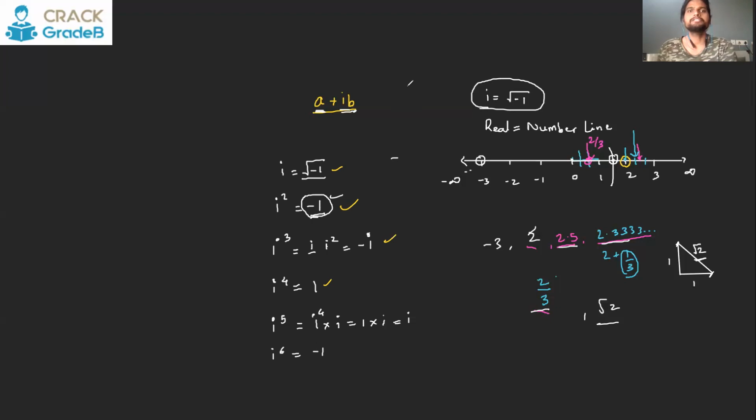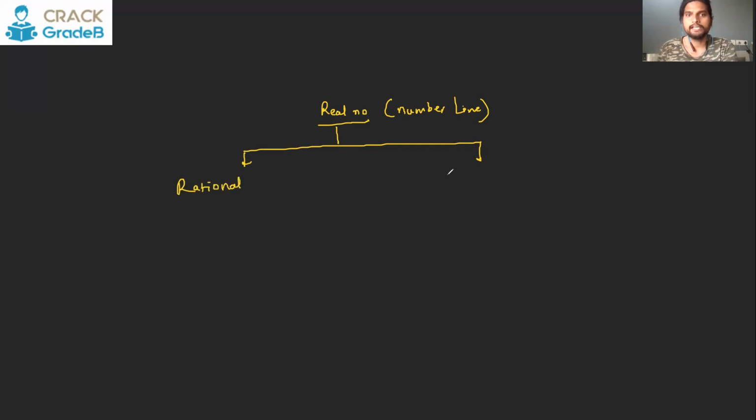Now let's start classifying the real numbers. As I said, a real number is a number which can be shown on the number line. Real numbers, first of all, can be divided into 2 major categories. One is called the rational numbers. Another is called the irrational numbers.